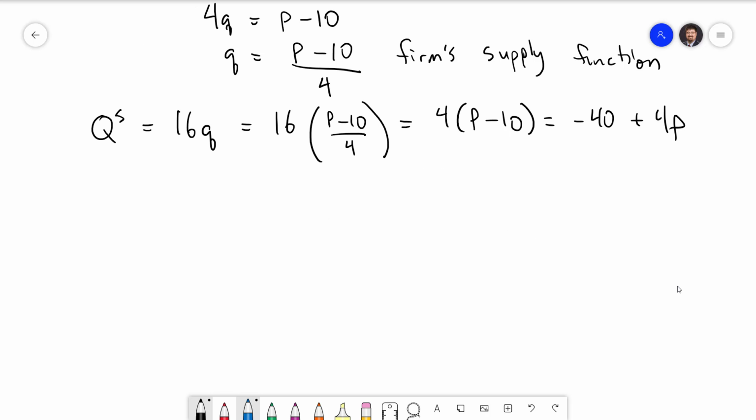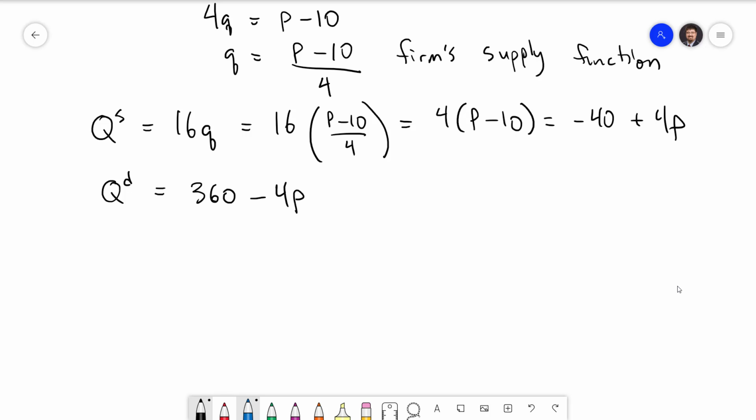I've just rearranged it so that it looks just like all of the other supply functions we have worked with. Now that we have the market supply curve, all we need to do is introduce the market demand curve, and that's going to allow us to solve for the equilibrium price and quantity in the market. Suppose our demand function is 360 minus 4P.